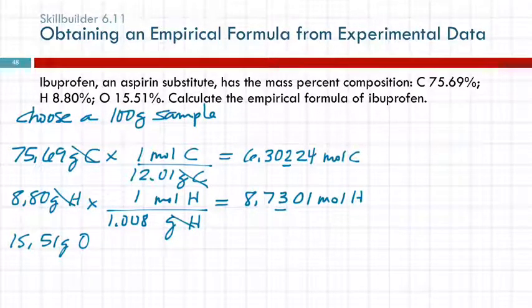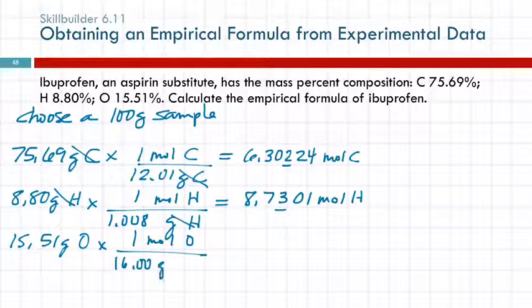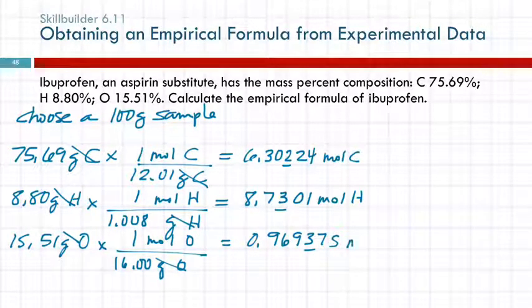And then for the oxygen, 1 mole of oxygen divided by 16.00 grams of oxygen. Again, we're just doing it so the units work out. 15.51 divided by 16 is 0.9697375 moles of oxygen. Any questions?